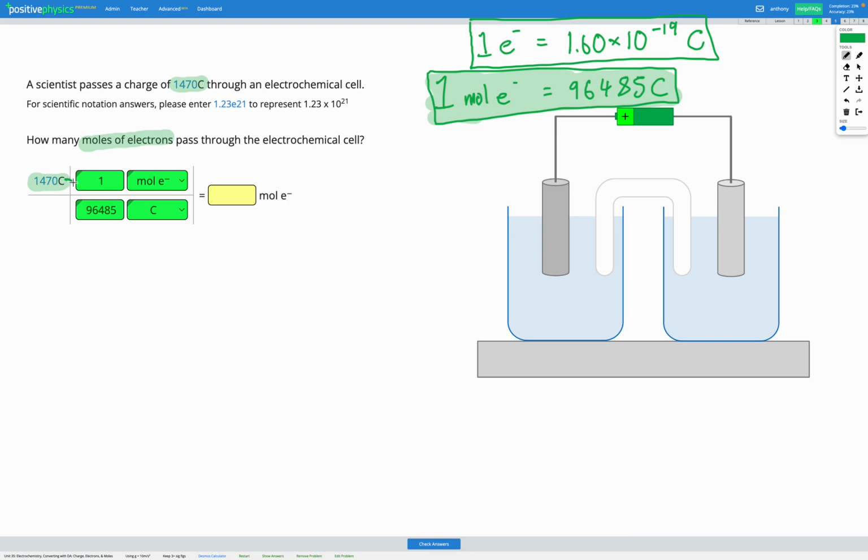Now we're going to multiply everything on the top and divide top by bottom. So that gets us 1,470. Our coulombs cancel. Multiply by 1 mole of electrons divided by 96,485. So if we put that into our calculator, we get 0.0152 moles of electrons. So let's go ahead and fill that in here.